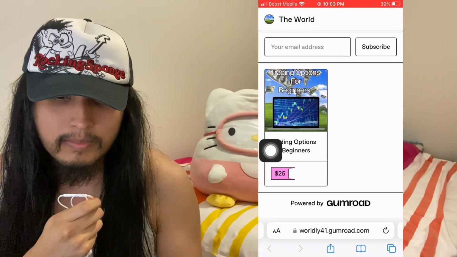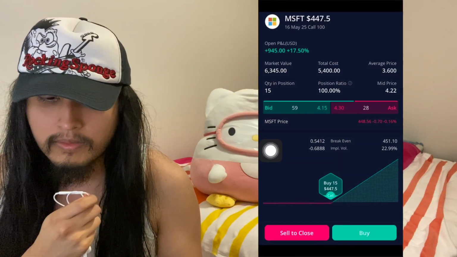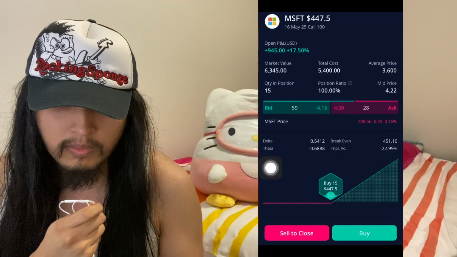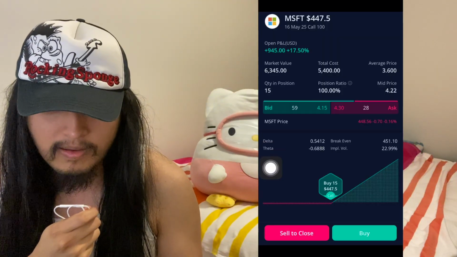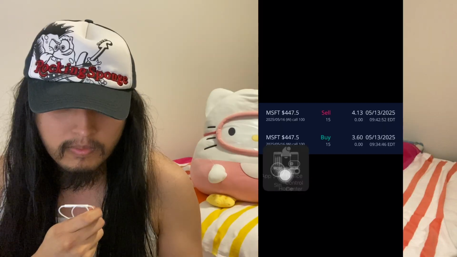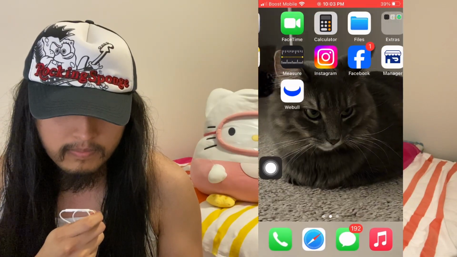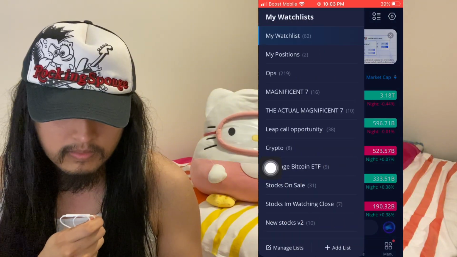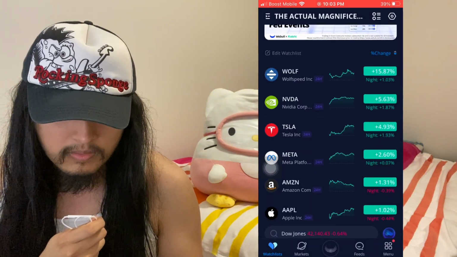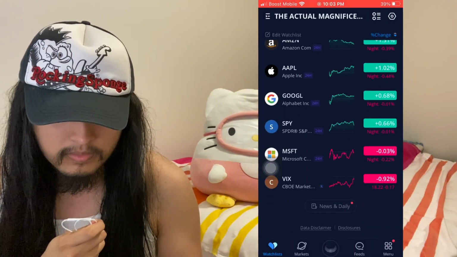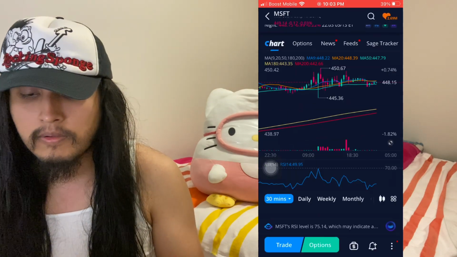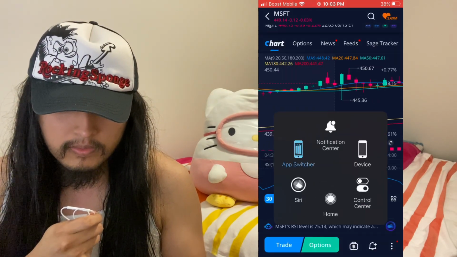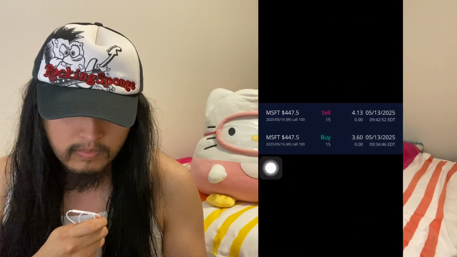And basically, how did I make $945 trading Microsoft call options? So looking at 9:34 Microsoft, I look at all of my trades on the 30-minute time chart. So 9:34.